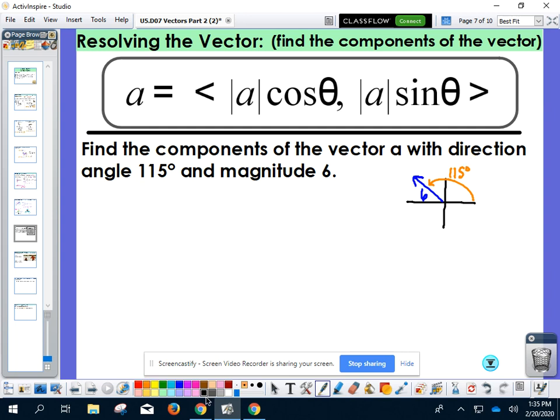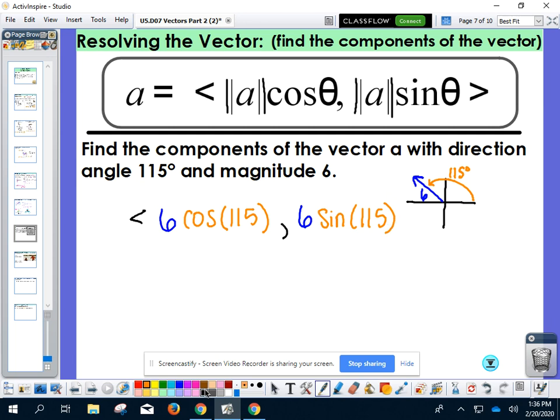So when we resolve that vector, we're going to write it in our component form. This first thing means that it is the magnitude. Remember, sometimes it's got the double absolute value bars depending on what resource you're using. But we're going to take the magnitude, which is the length of the vector, 6, and multiply it by cosine of the direction angle, which is 115 degrees. We'll also take the magnitude and multiply it by sine of the direction angle, which is, again, 115 degrees.